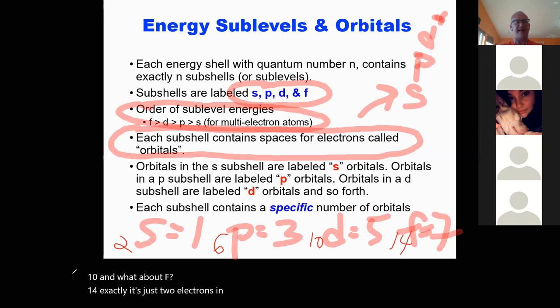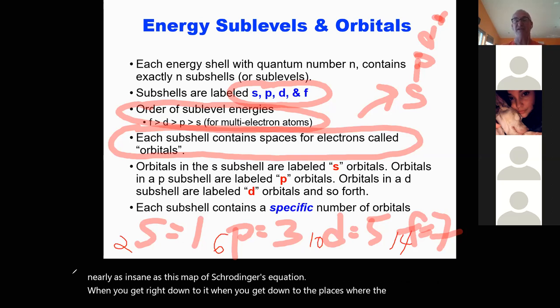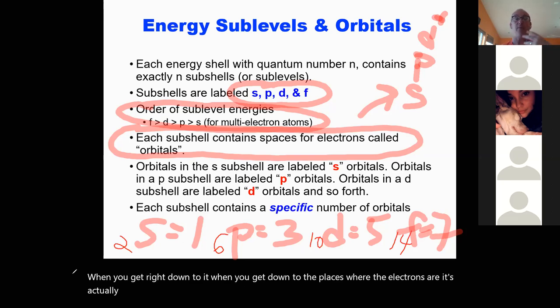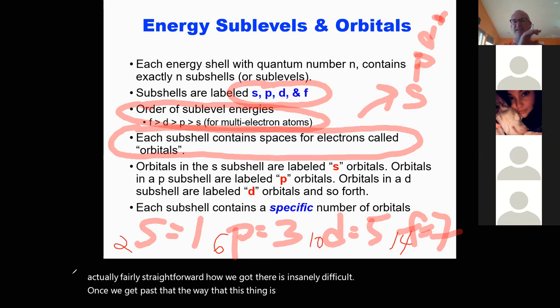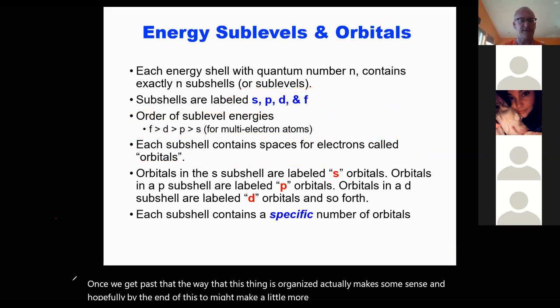So, that's why the math of figuring this out isn't nearly as insane as the math of Schrodinger's equation. Because when you get right down to it, when you get down to the places where the electrons are, it's actually fairly straightforward. How we got there is insanely difficult. But once we get past that, the way that this thing is organized actually makes some sense. And hopefully by the end of this, it might make a little more sense to you.